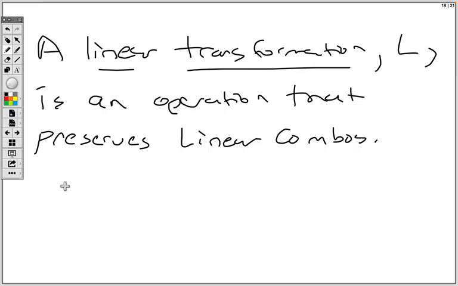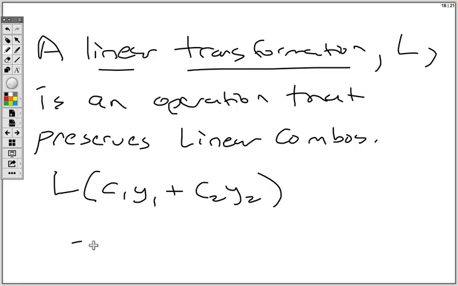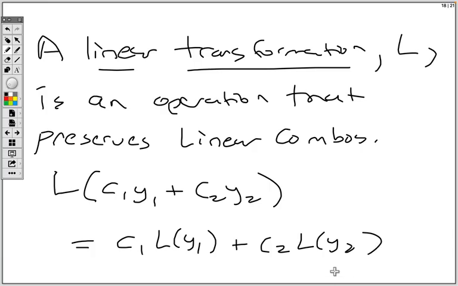Okay. So what it means is you start off with L of c1y1 plus c2y2 would be the same as c1 L of y1 plus c2 L of y2. In other words, you can either do the linear combination first and then apply the operation, or you can apply the operation to each part and then do the linear combination.